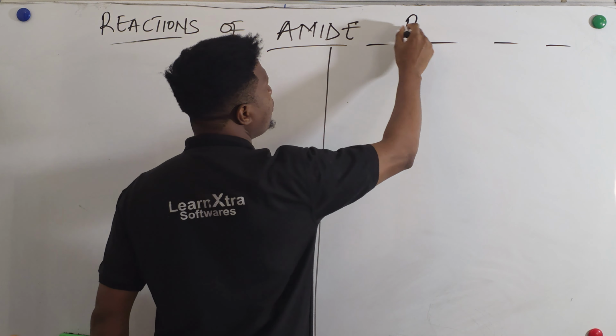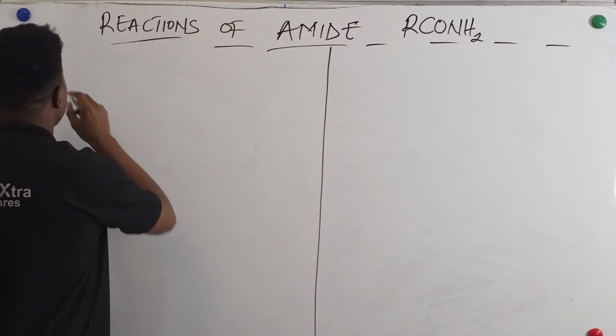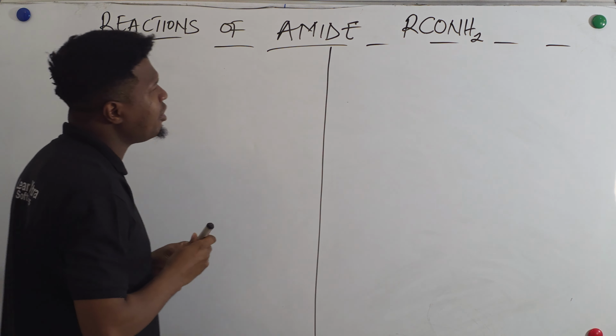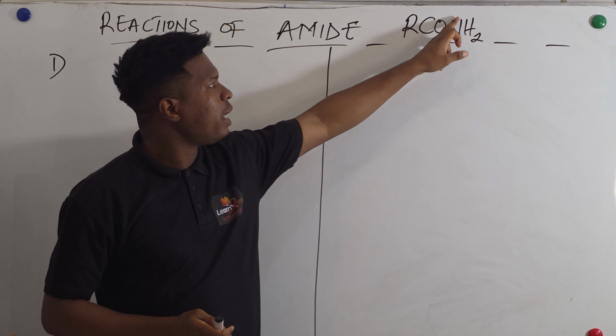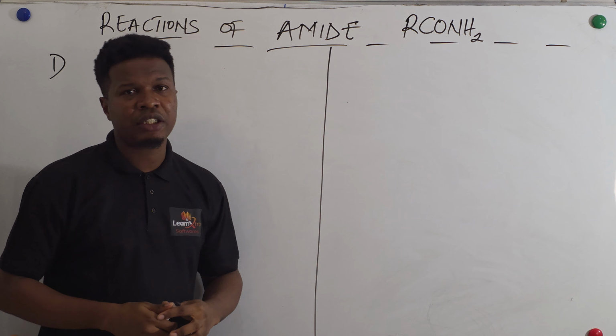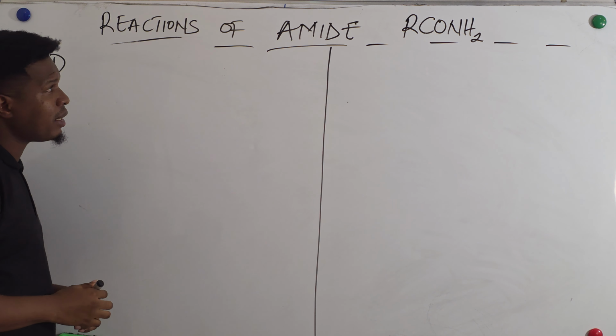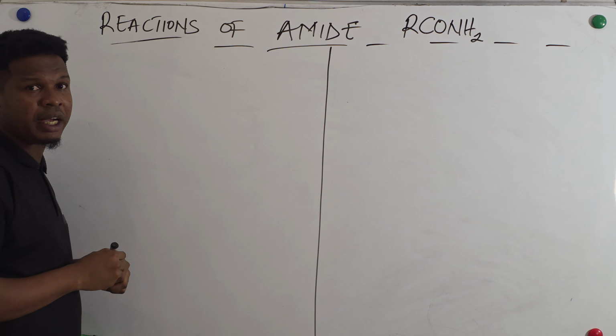So now, the number one reaction of amide. Remember, this amide has a nitrogen which has a lone pair. This lone pair increases their reactivity towards reaction. But let's not talk about the mechanism for the reaction. Let's just go straight into the reaction process.